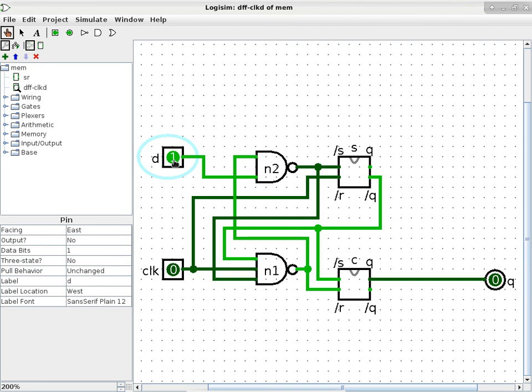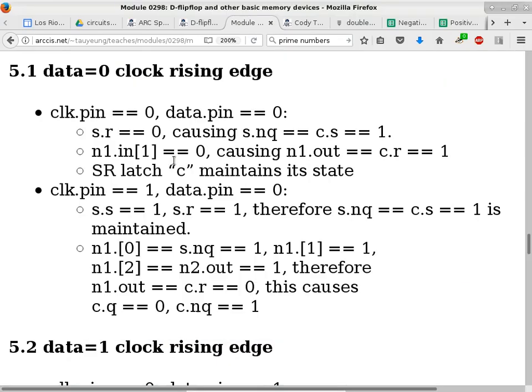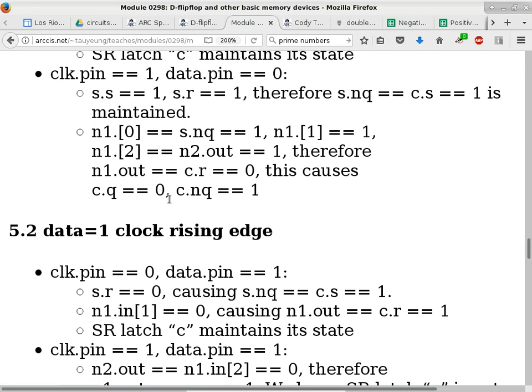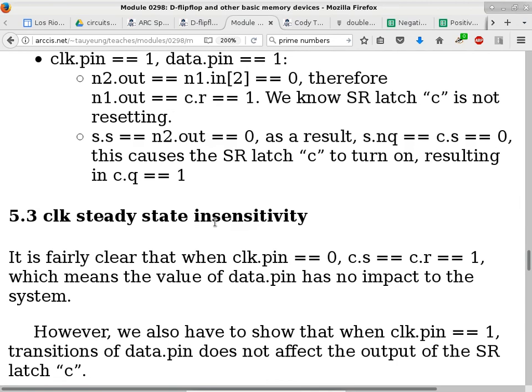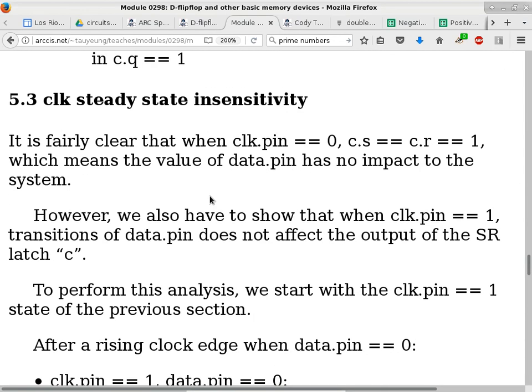So this is really cool. Going back to the notes, the other one is: what if the data pin is a 1 and we have a rising edge clock, and the clock is in a steady state? When the clock is a 0 or 1, you can flip the data pin all you want and nothing happens.